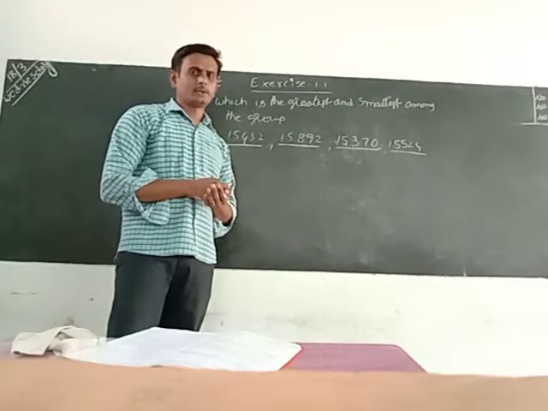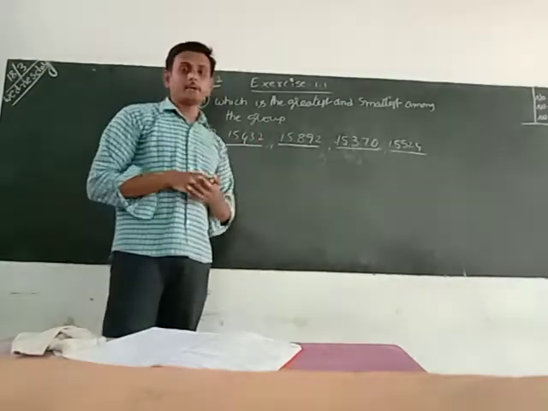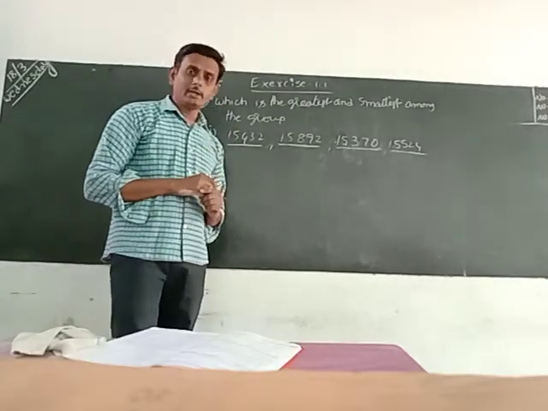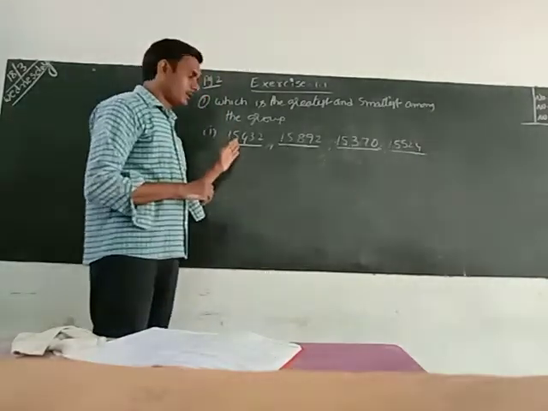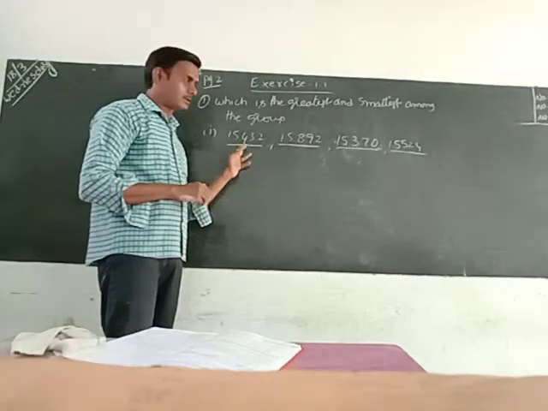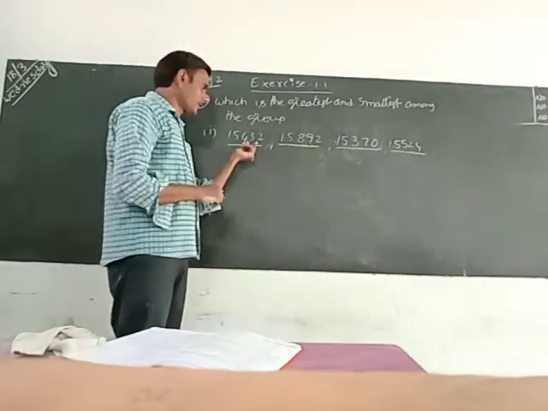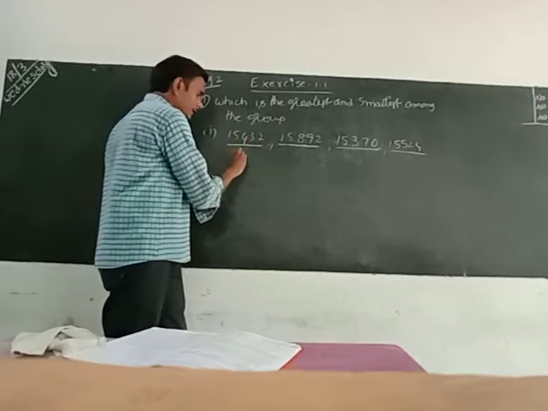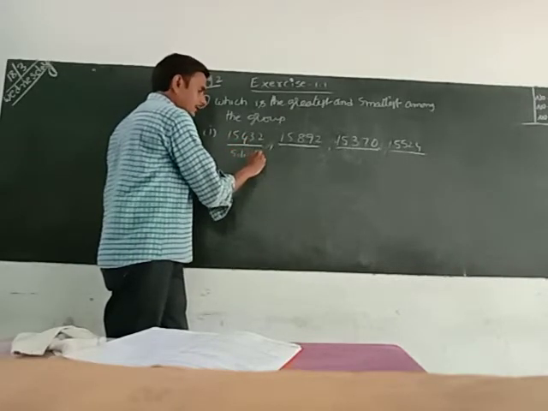Before going to comparison, count the digits of each number. Here is the first number. How many digits does the first number have? 1, 2, 3, 4, 5. Five digits. Okay, next, go for the next number.